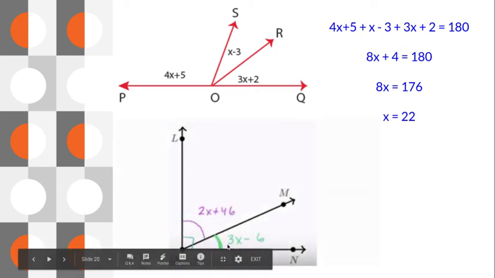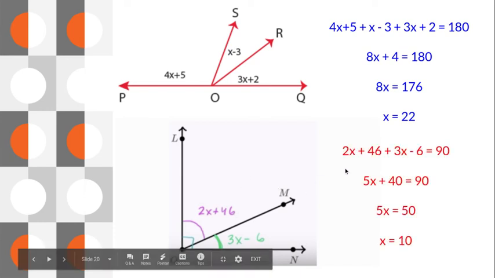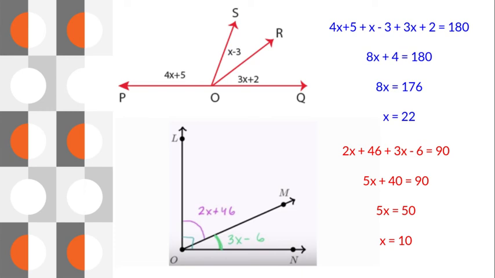In this example at the bottom, notice you have adjacent angles. They form a 90-degree angle. We know it's 90 degrees by the box. So 2x plus 46 plus 3x minus 6 equals 90. Combining those like terms gives us 5x plus 40 equaling 90, and thus x equaling 10.